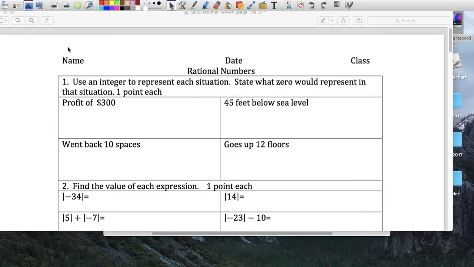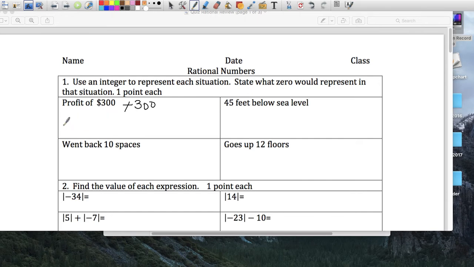So, all right, let's start this review sheet. Use an integer to represent each situation. We state what 0 represents in that situation. 1 point each. Like I said, this was last year's quiz. So profit 300. Definitely you can use plus 300. That means they made 300 after all expenses, after they paid everything. They actually put $300 in their pocket.